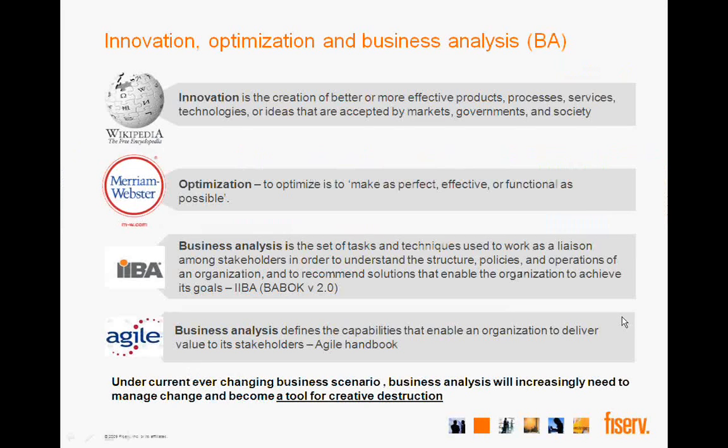From the horse's mouth. If you see the definitions of what innovation, optimization, and business analysis are, we already have these definitions from Wikipedia, the International Institute of Business Analysis, and the Agile world. Innovation means the creation of better or more effective products, processes, services, technologies, or ideas that are accepted by markets. Optimization means to make something as perfect, effective, or functional as possible. So we are marrying innovation and optimization, wherein business analysis plays a crucial role.